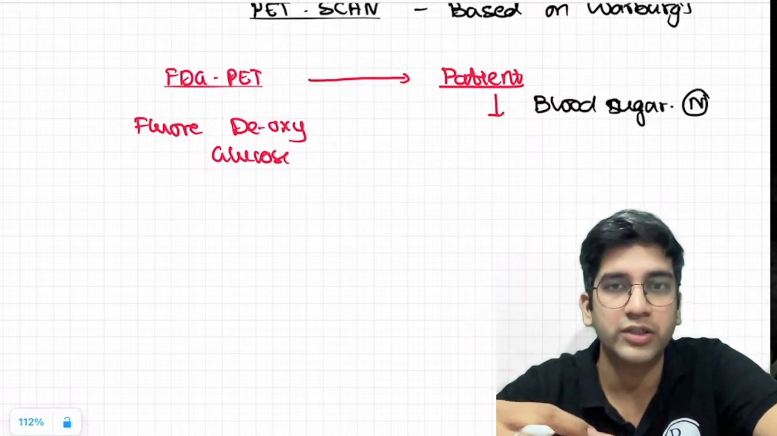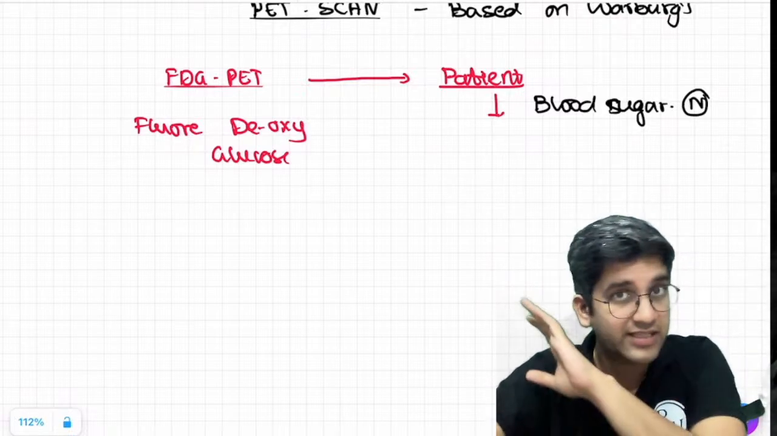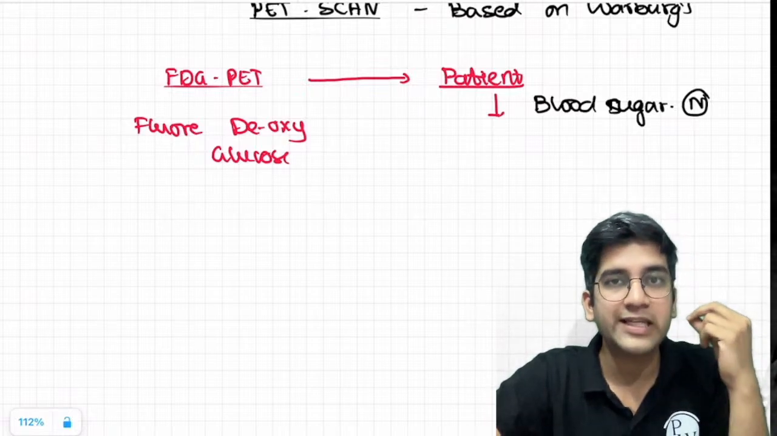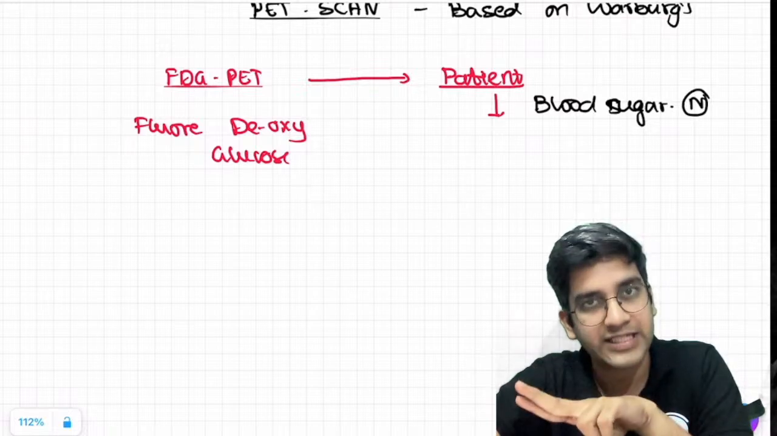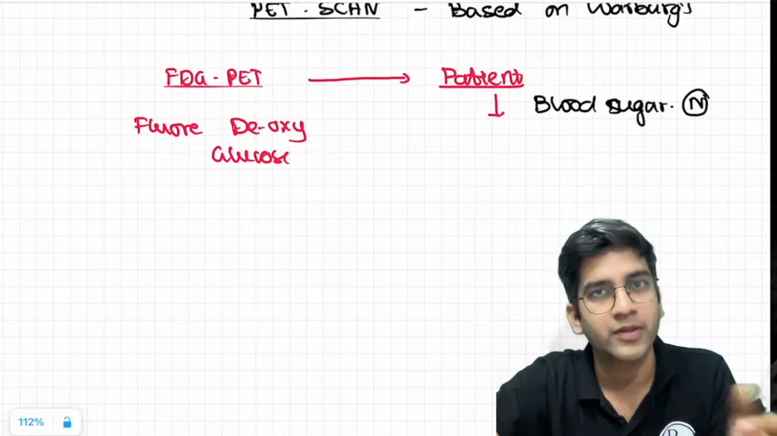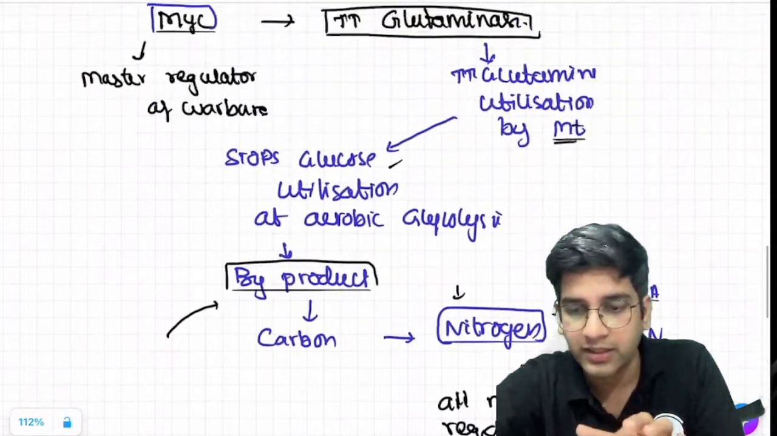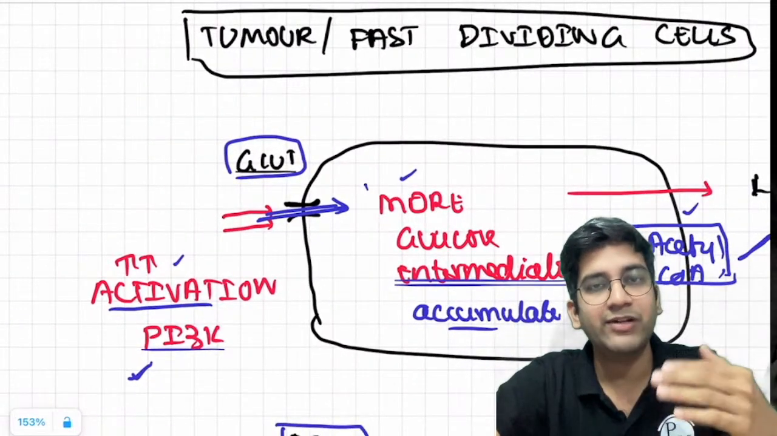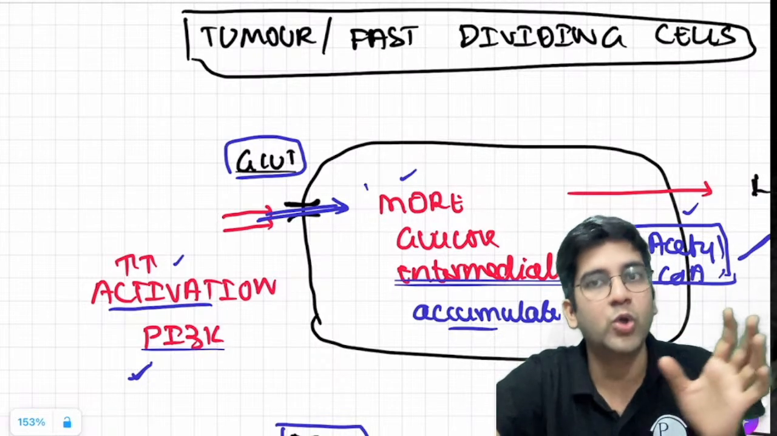Sure, Rahul, I'll do it. Who do you think will utilize it more? The patient has normal blood sugar and more glucose is being given to the patient. Who will utilize the glucose more? A tumor cell, a fast dividing cell, or a normal cell? A normal cell doesn't require more glucose, right? A dividing cell. I'll go back again, because this PI3K will be activated only in a fast dividing cell, which will drive more and more glucose inside, right?